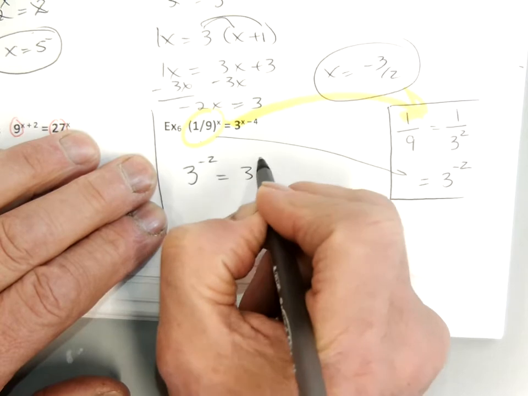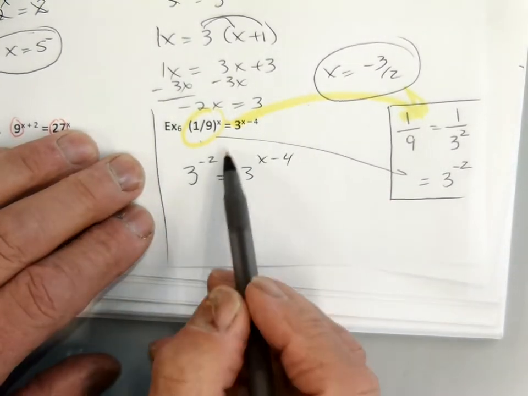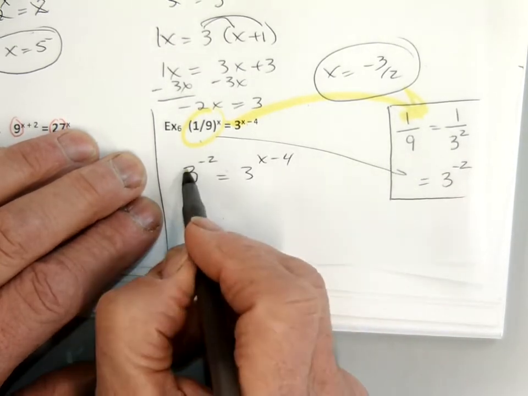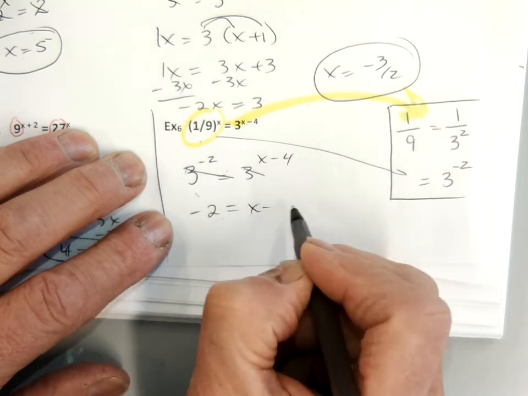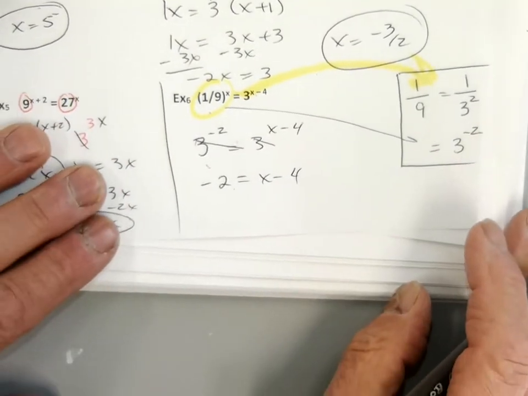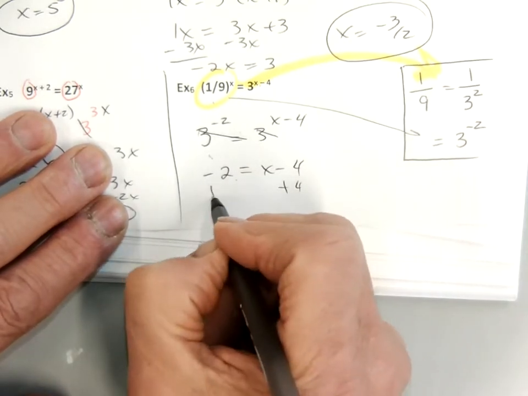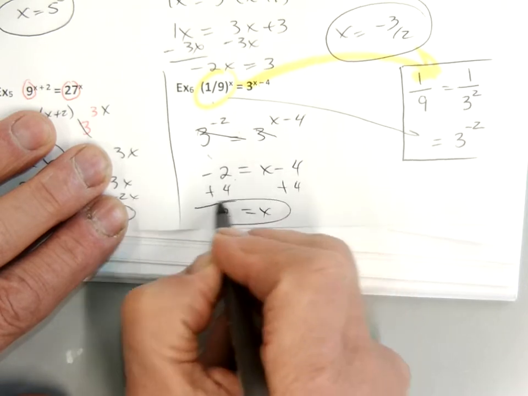I have a 3 to the x minus 4, okay? So just change 1/9 into 3 to the negative 2. Showed that work there. Cancel my bases. Negative 2 equals x minus 4, right? Plus 4, plus 4, 2 equals x. Okay, how am I doing?